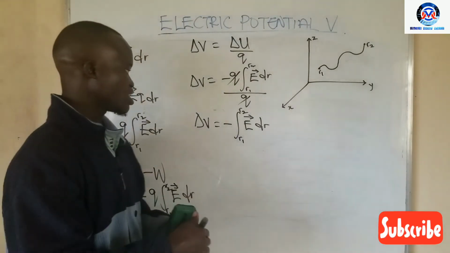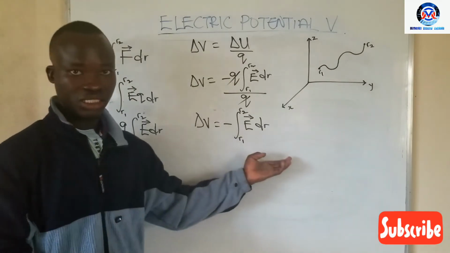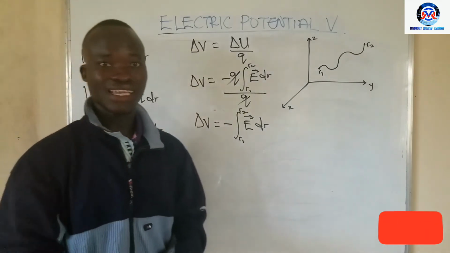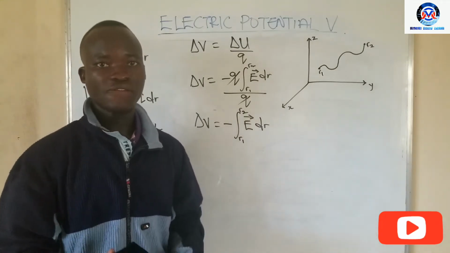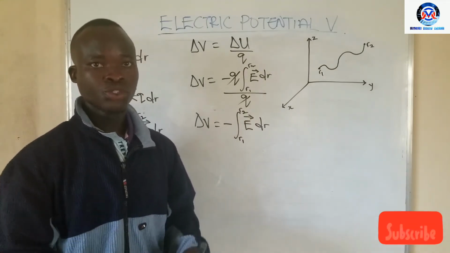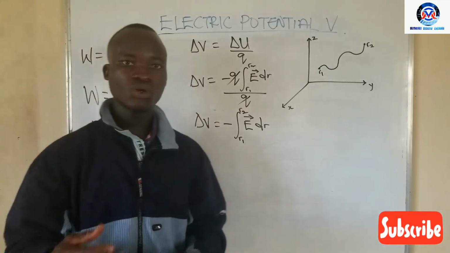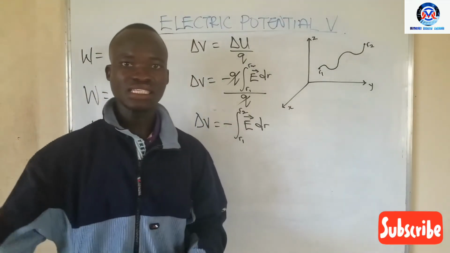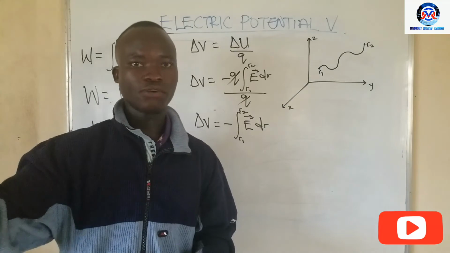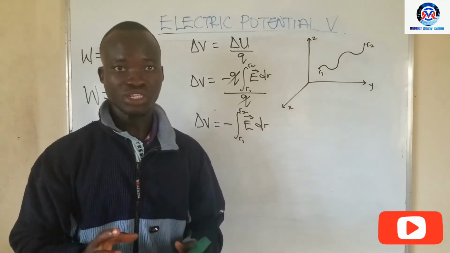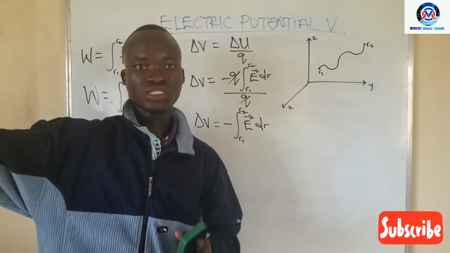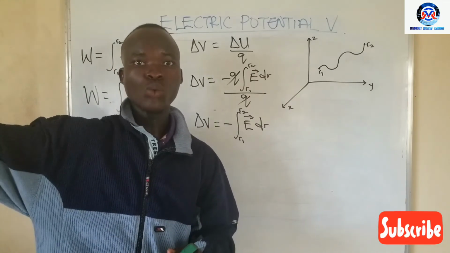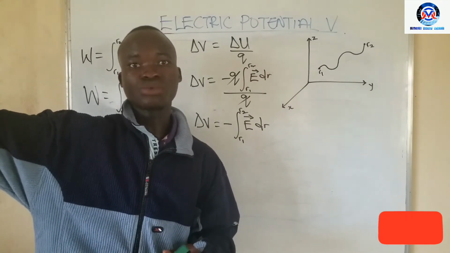So the change in electric potential is this, but we want to find the electric potential at a point and not the change. How do we find the electric potential at a point? If we consider a point that is infinitely far from the charge that is creating the electric potential, we will see that its electric potential is 0.